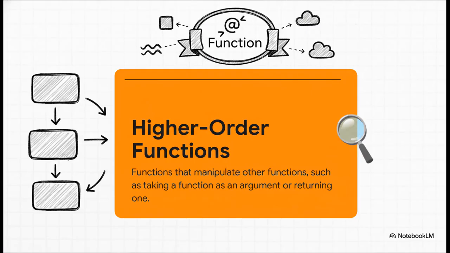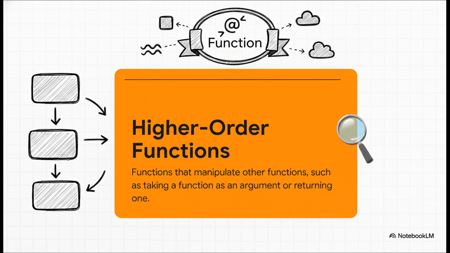First up, higher order functions. Now, this sounds a little academic, but the idea is simple and it's absolutely crucial. In Python, functions are what we call first-class citizens. That just means you can treat them like any other variable. You can pass them into other functions, return them from functions. You can handle them just like you would a number or a string.